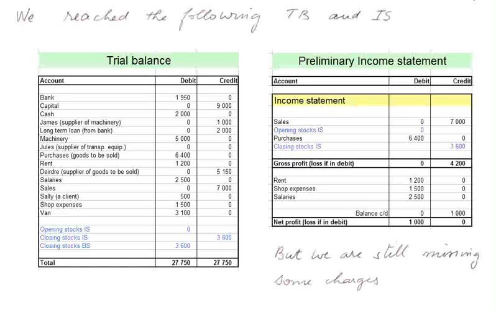Adjustments for amortization. In the past lessons, after the adjustments for stocks, also called inventories, we reached the following trial balance, and also the following preliminary income statement.